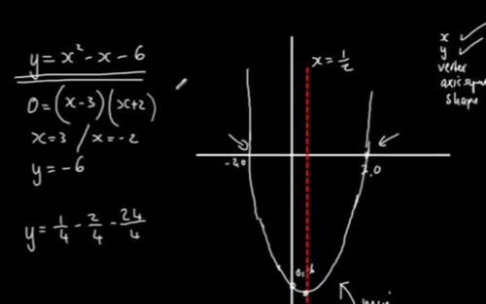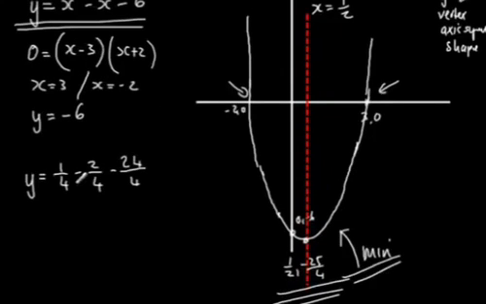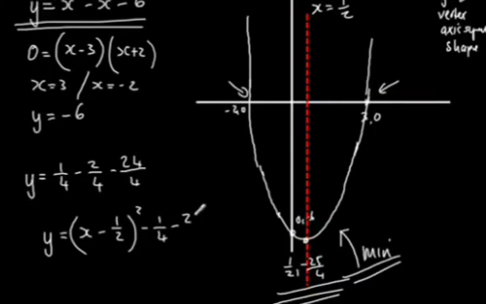If I completed the square, then all I would have had is y is equal to (x minus 1/2) all squared minus 1/4, and then we'd have minus 6, which is 24/4.